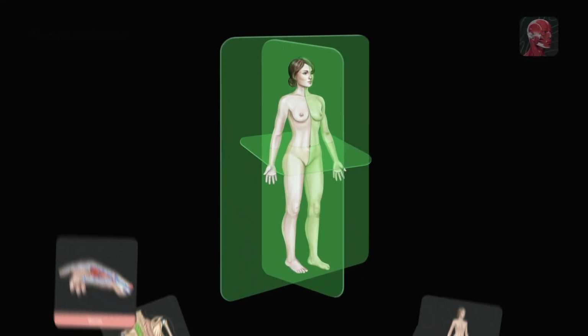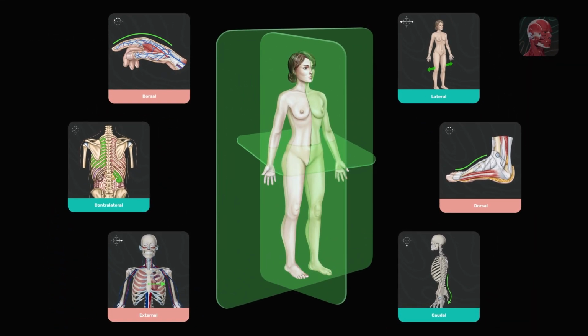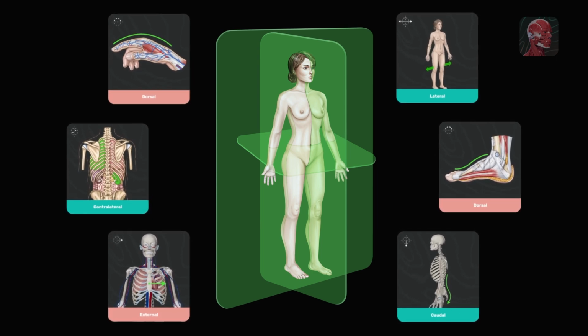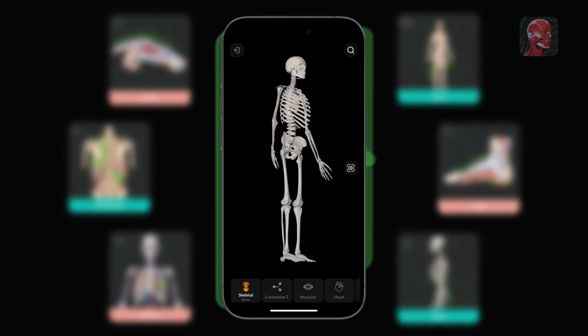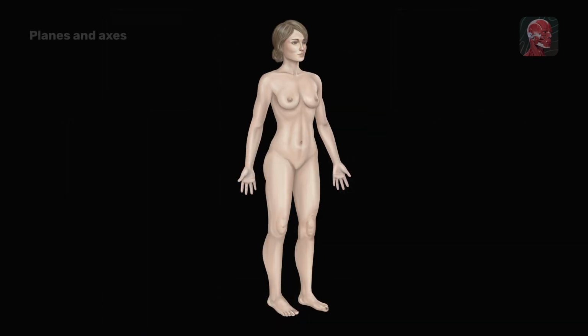Welcome to Easy Anatomy. In this video, we are going to discuss basic directional terms, anatomical axes, and body planes. This knowledge helps in describing the structures of the human body, identifying their exact location, and understanding their relationships to each other and to the standard anatomical position.